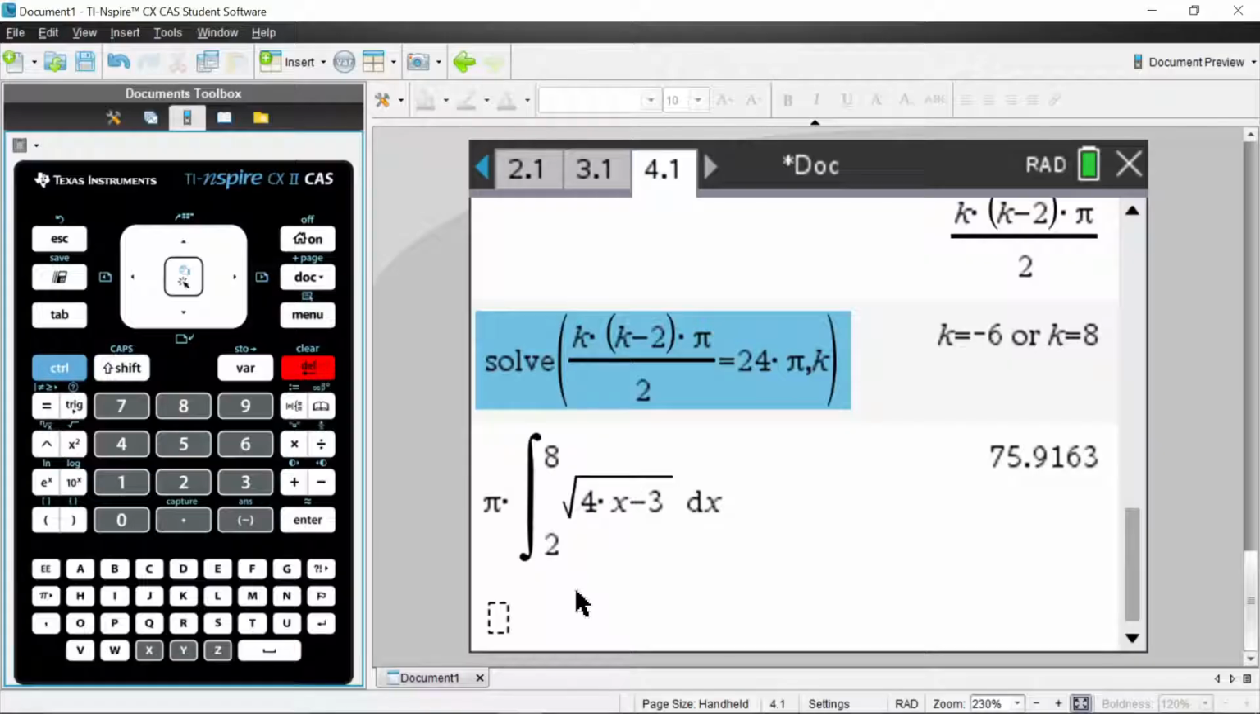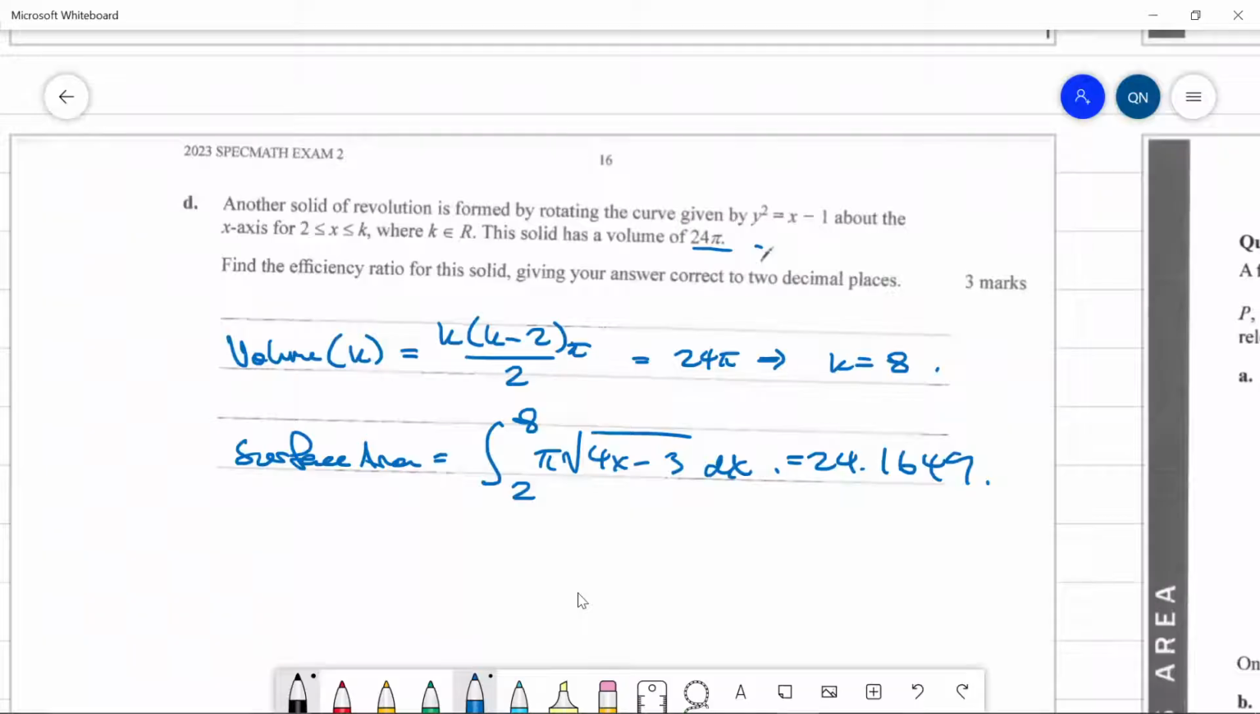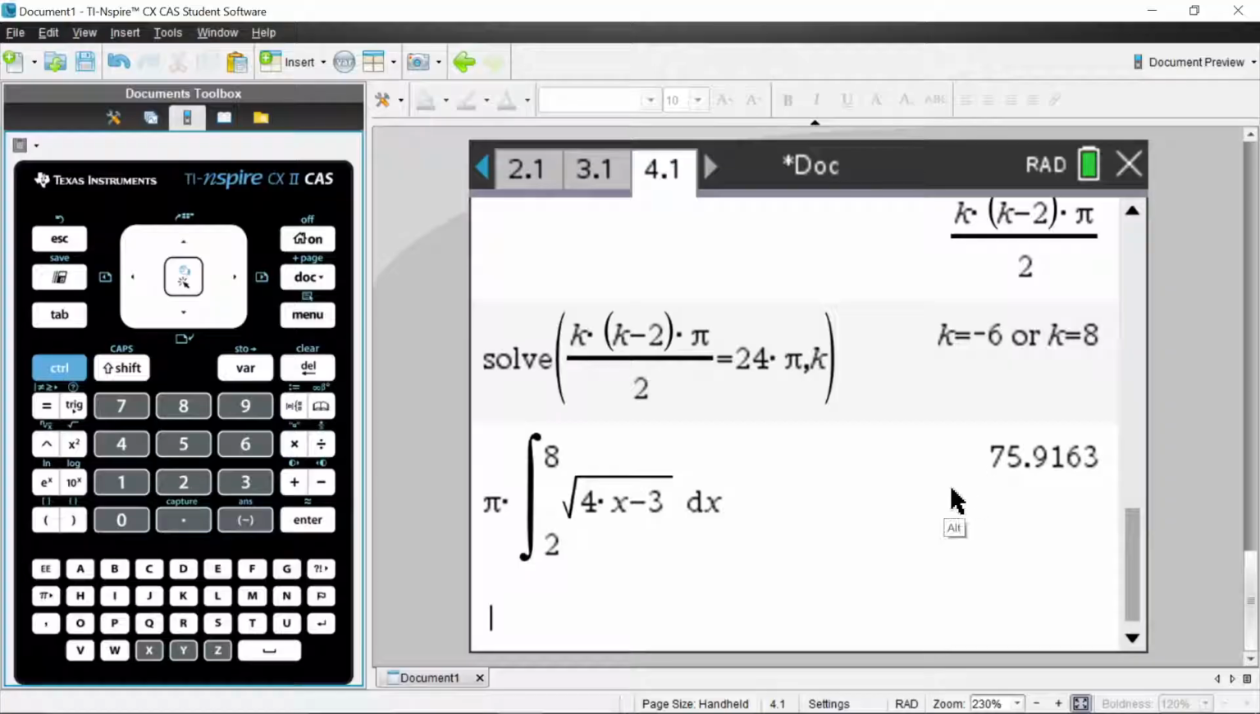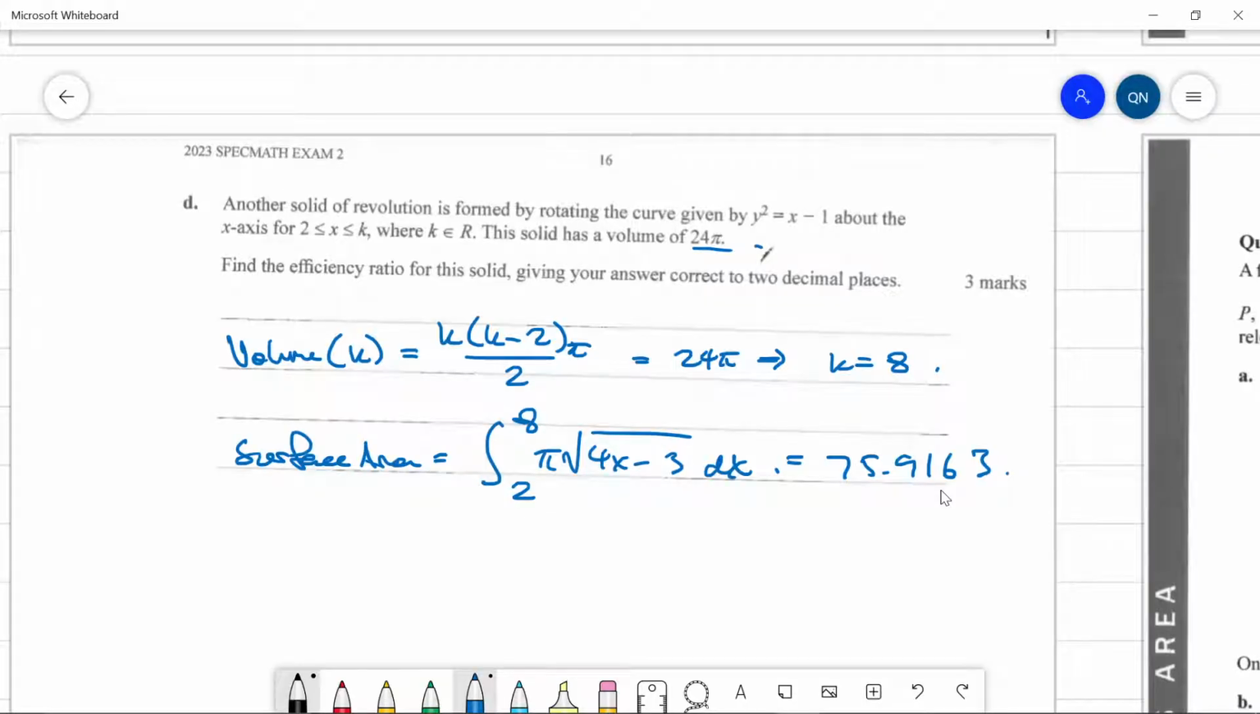Let's get rid of these lines over here. So we have 75.9163. Okay. So what's the total surface area? It's going to be that value.